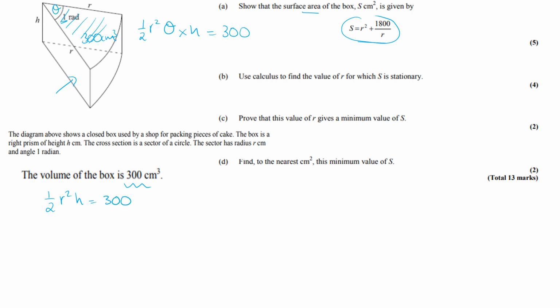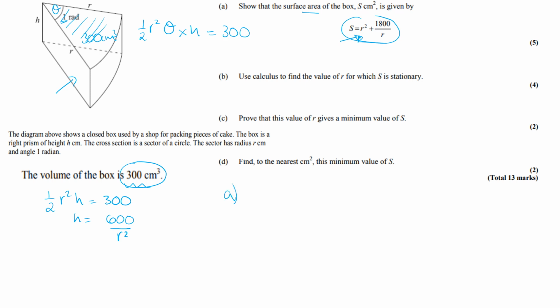Now noticing where we're going to, there's no h in the surface area. So that's how we need to use the information here to get h, the subject, which is going to be 600 over r squared. And we're going to substitute that into the surface area formula when we have a look at that.